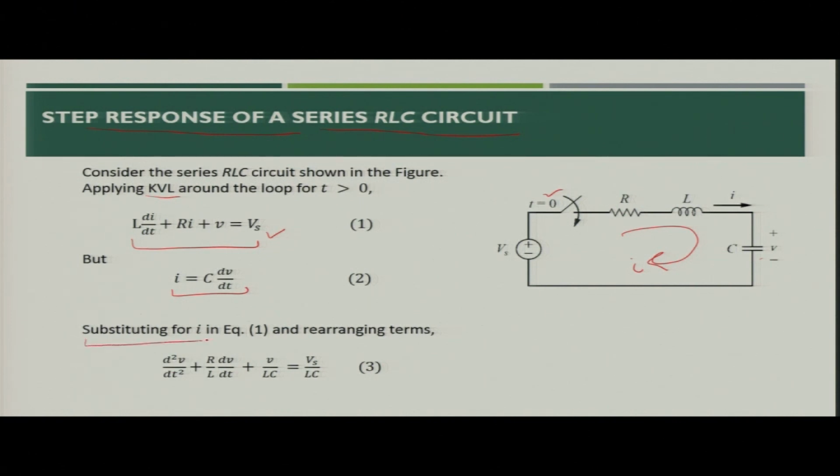So, what you will get is the equation in second order. You will get d2v by dt2 plus R by L times dv by dt, plus V divided by L C, equal to V s by L C. So, this is what you get when you put the value in the equation.